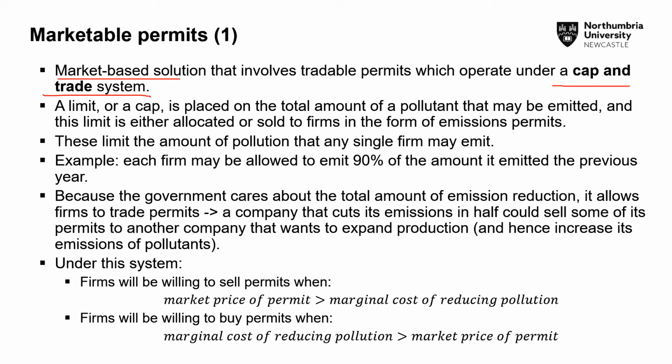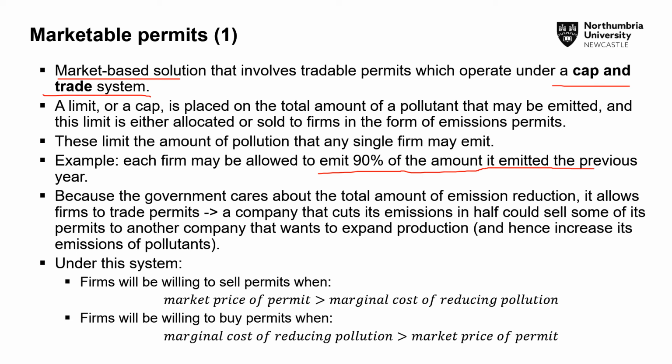So for example, you may have each firm being permitted to emit 90% of the amount it emitted in the previous year. Now let's say a firm wants to produce more output, but it is constrained by the amount of pollution it is able to emit because it has a cap. So what it needs to do is buy a permit. In order to buy that permit, it can go to other companies and buy permits from them. In other words, it pays money for these permits.